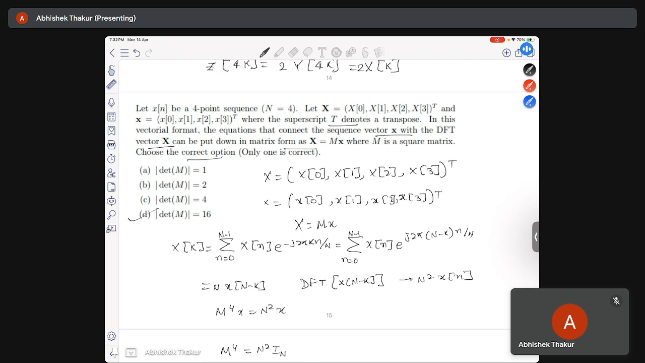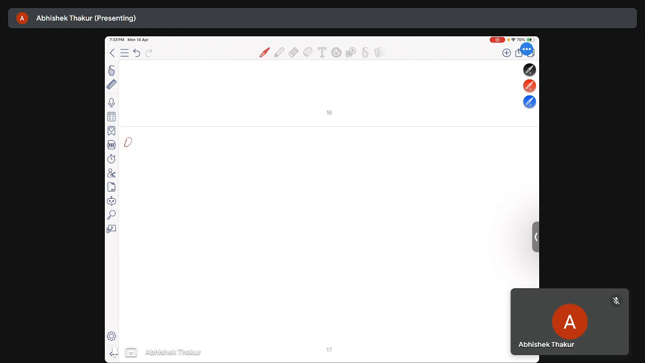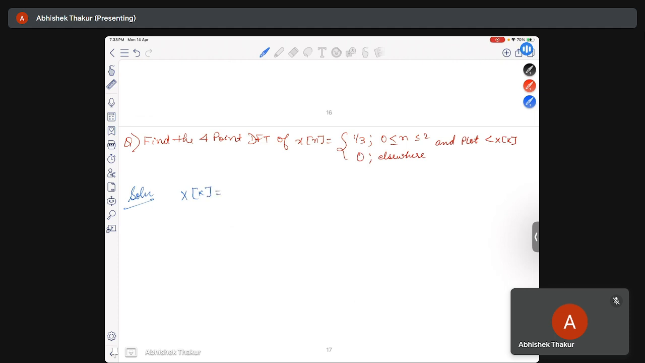So now let's take some questions. Find the 4-point DFT of the sequence x of n equal to 1 by 3 for n from 0 to 2, and it is 0 otherwise. And we have to plot the angle of the response X of k. So X of k will be here.